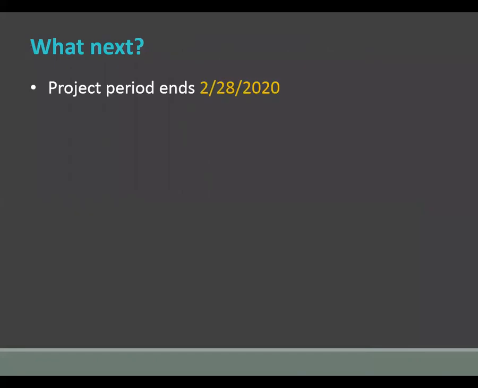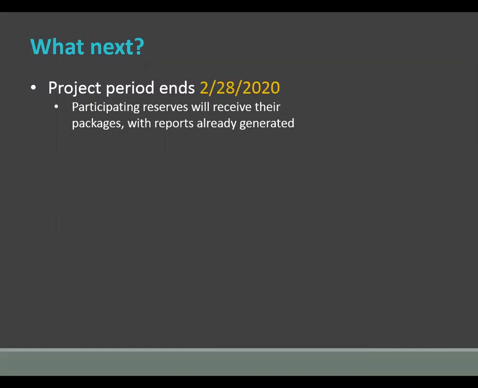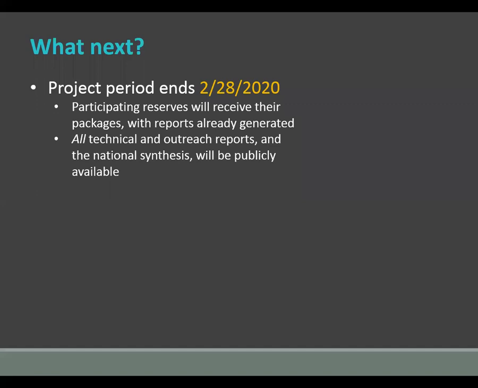Our project period ends at the end of this month. The reserves that sent data will receive everything by the end of this month with reports already generated, including the outreach document we just went through and a technical document that goes into a lot more detail about a lot of things that we tried to simplify. If you're interested in those details, we are having another webinar on February 27th at the same time. It'll be 1 Eastern. So by the end of this month, participating reserves will have everything: all the reports and the national synthesis.